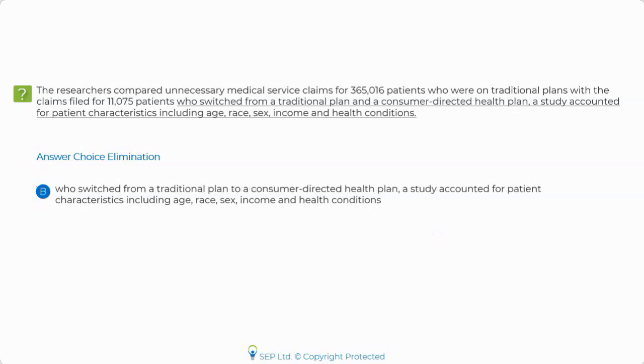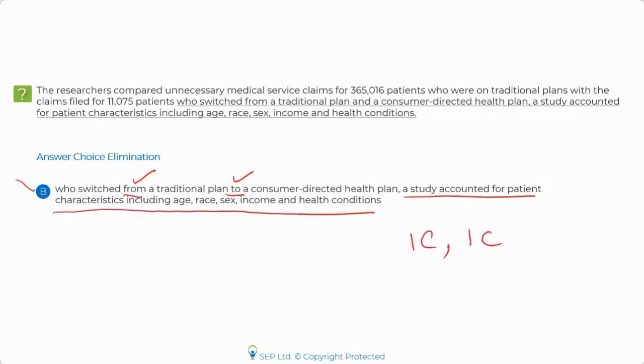Come to B. All right. By the way, in A, the "and" is also incorrect. In B, "who switched from a traditional plan to a consumer directed health plan" is fine, but this part is still the same. You still have independent clause, comma, independent clause. So B is out.